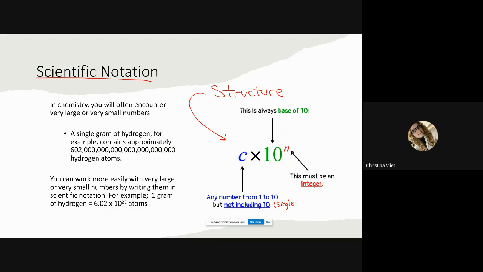Followed by a decimal and however many significant figures you have. And then you multiply by a base 10, and you raise that to an exponent always. The exponent has to be an integer, which means it's a positive or negative whole number. And we'll address how to change into scientific notation and out of scientific notation.